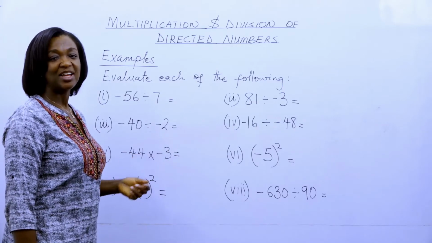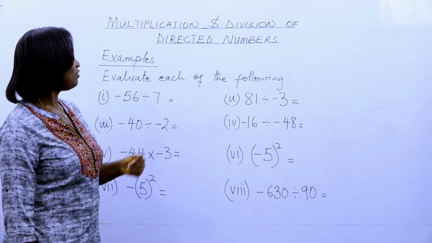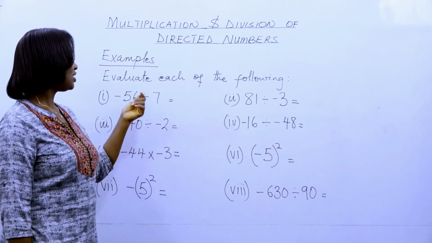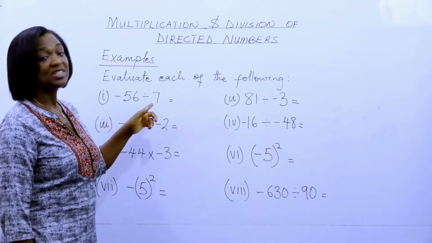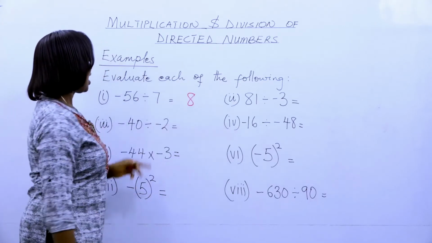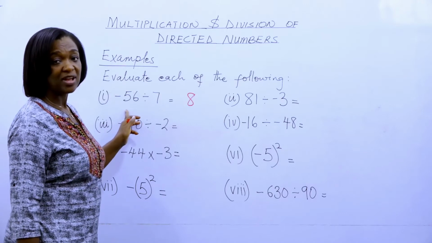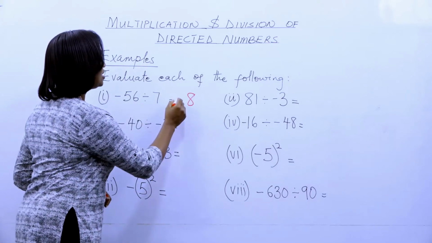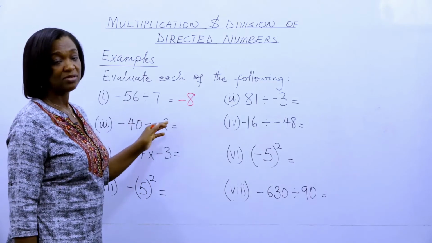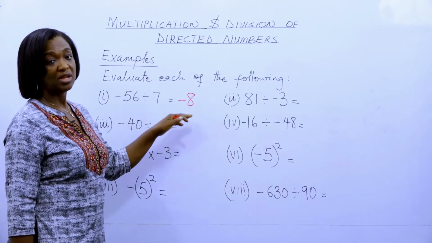Let's look at this example. Evaluate each of the following. Minus 56 divided by 7. 56 divided by 7 would give you 8. And since 56 is negative and 7 is positive, the answer will be negative. So minus 56 divided by 7 is minus 8.